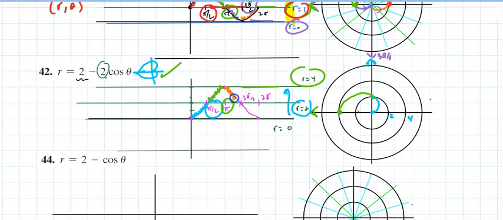From pi to 3 pi over 2, r is decreasing. By the time I hit 3 pi over 2, r equals 2. There's my 2. And keeps on decreasing. By the time I hit 2 pi, r equals 0. There's 2 pi. And there's 0, this goes back to the starting point. And that's how all of these graphs look.